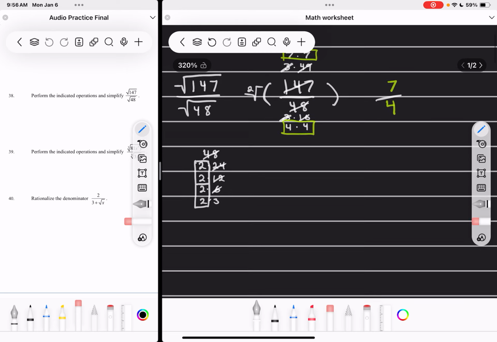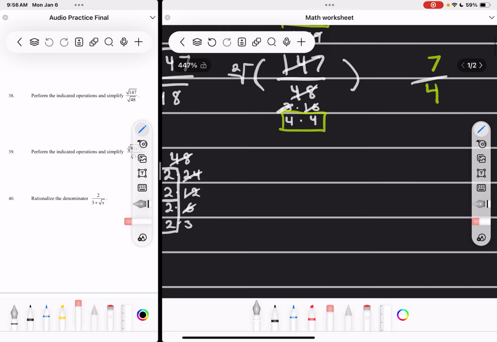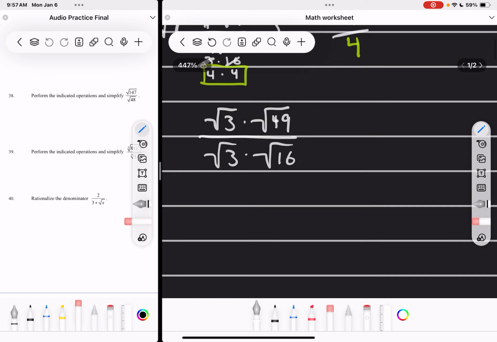The other way of solving this that some people like to do is they will take the numbers and turn them into radicals first. So it's just a visual difference. They'll say that the first one is the square root of 3 times the square root of 49, divided by the square root of 3 times the square root of 16. Again, this is more visual than anything else, but if this makes sense to you, go ahead and do it. This is your test, not mine.